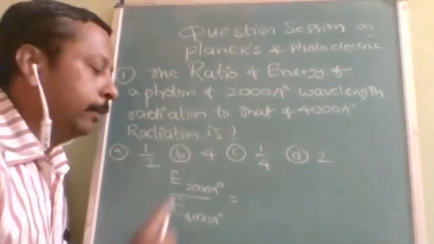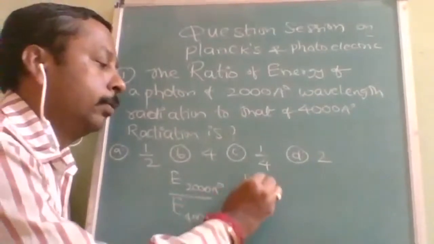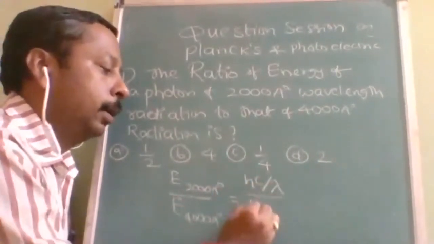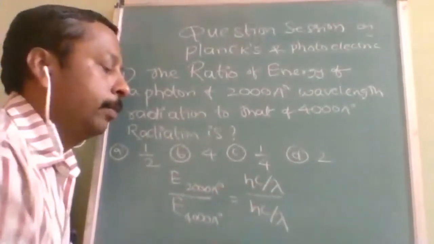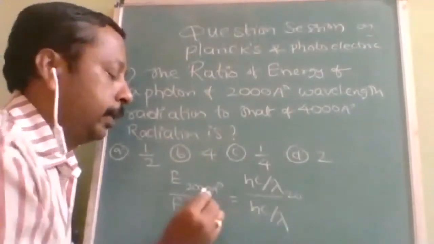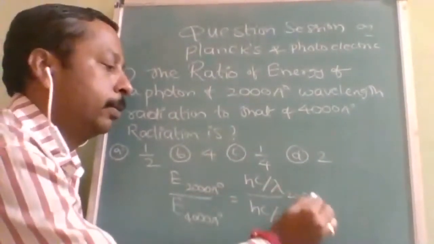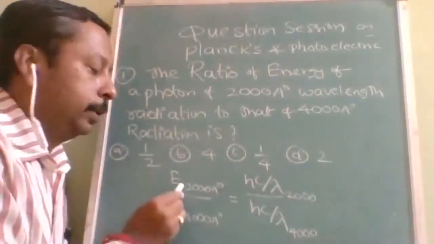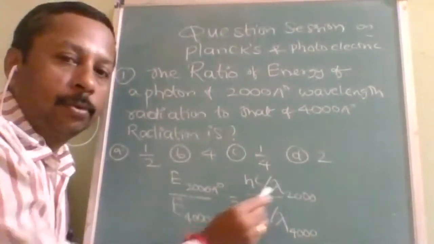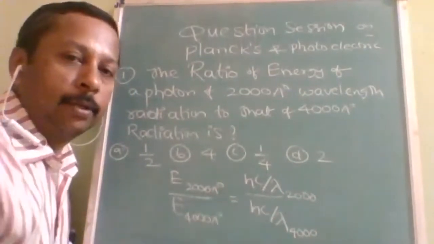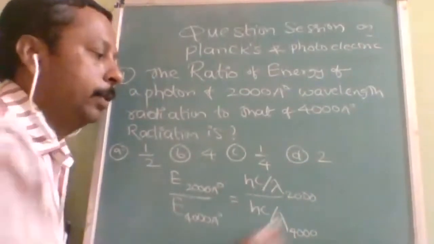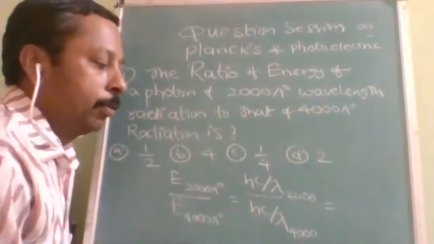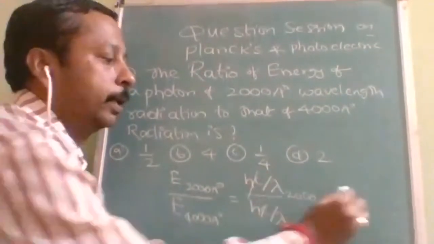Now listen carefully. Energy is equal to hc upon lambda. Here, first we take 2000 angstrom, and here we take 4000 angstrom. This is the energy corresponding to 2000 angstrom, and this is the energy corresponding to 4000 angstrom. So you can see they are reciprocal, and hc will get cancelled.